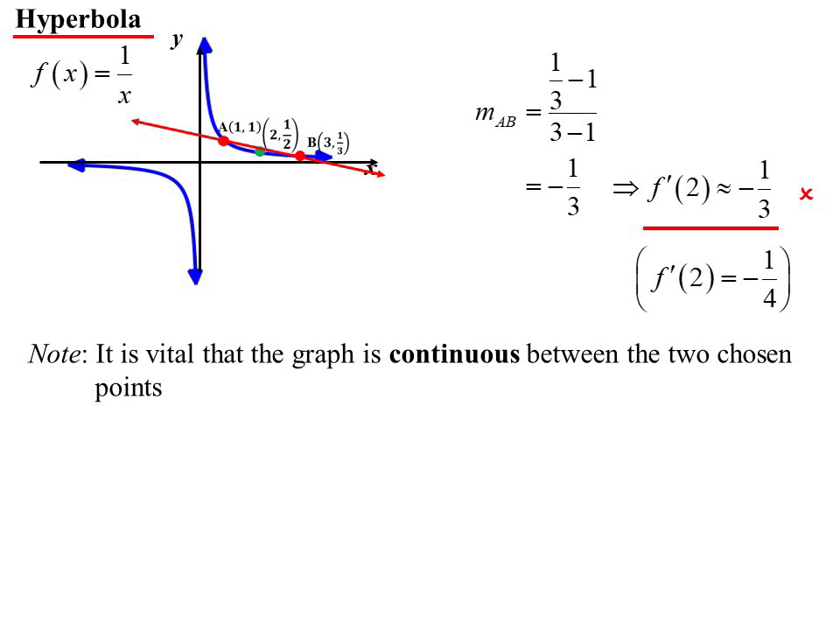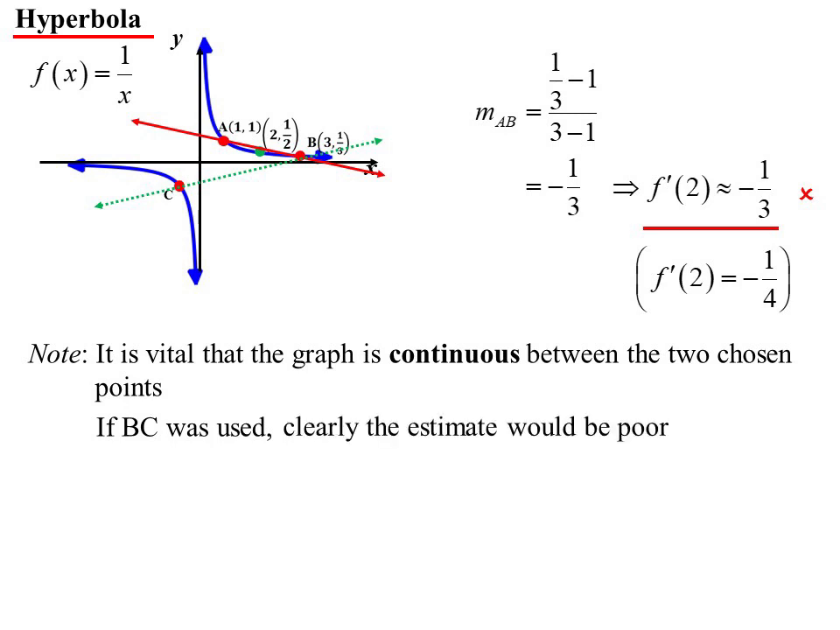The other thing that's really important is that the curve has to be continuous between the two chosen points. Let's imagine I choose B and C. Well, it's 2 points either side of that x value, but one's on the left branch, one's on the right branch, and we'll just have a look at that green line I've drawn. Hopefully you would agree with me that that would be a terrible estimate for our tangent.